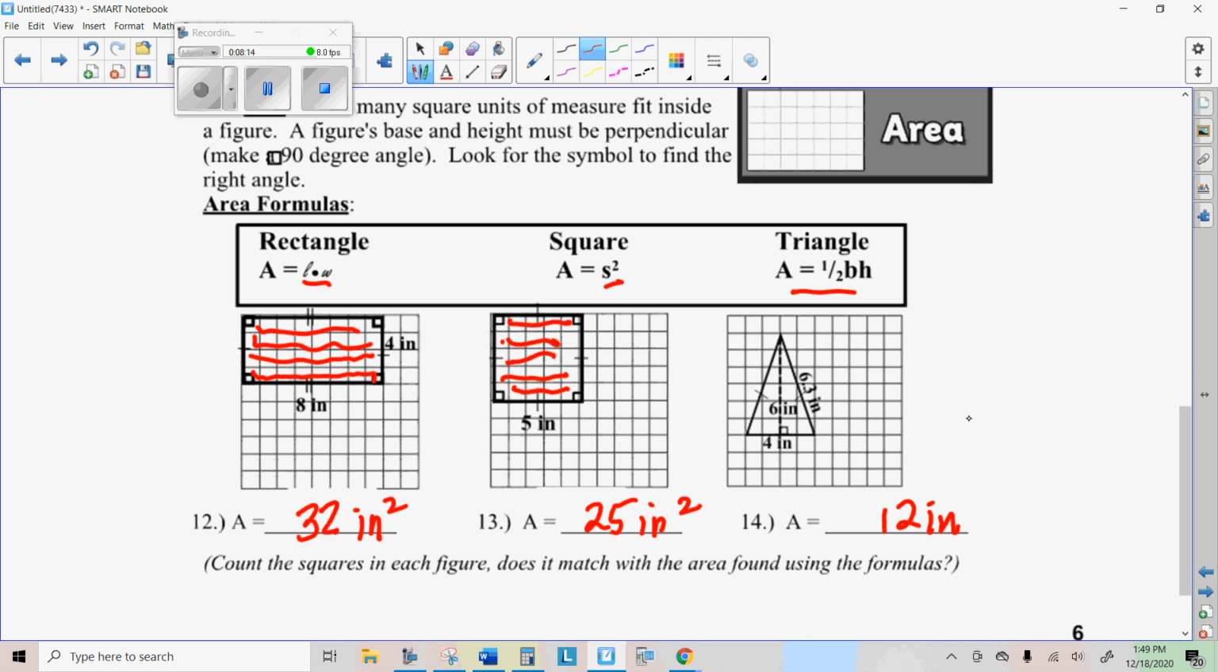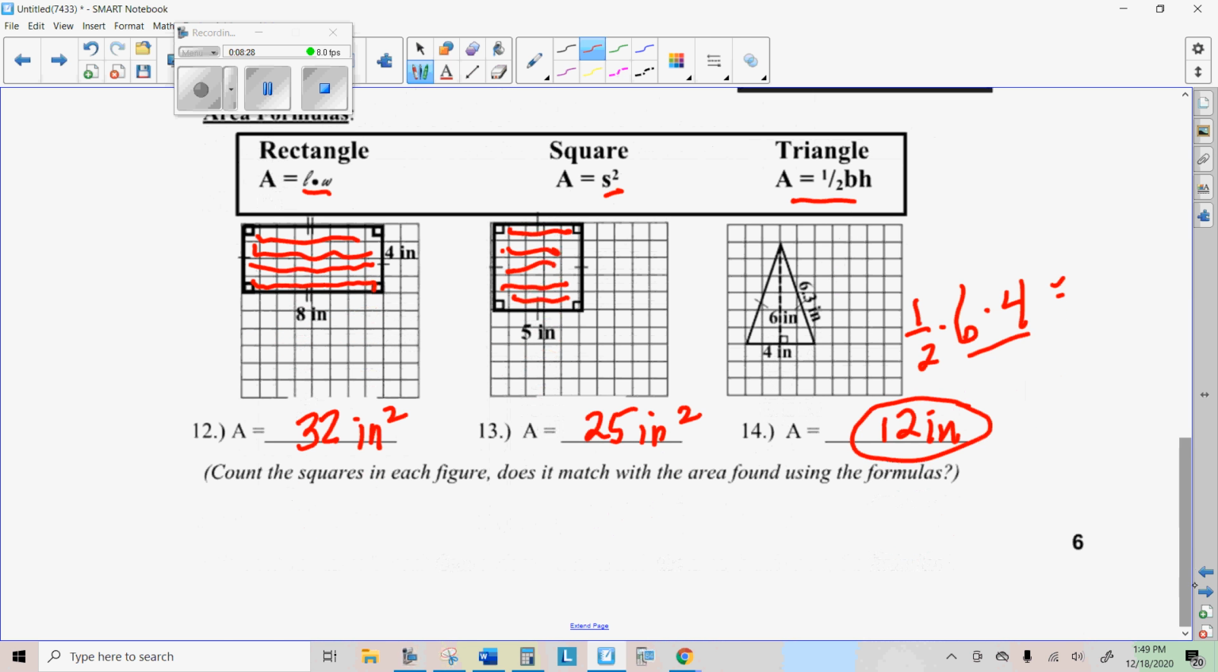I hope you remembered to multiply 1/2 times 6 times 4. Now multiplying by a half is the same as dividing by 2. So basically that's 24 divided by 2 is 12 for the triangle. All right.